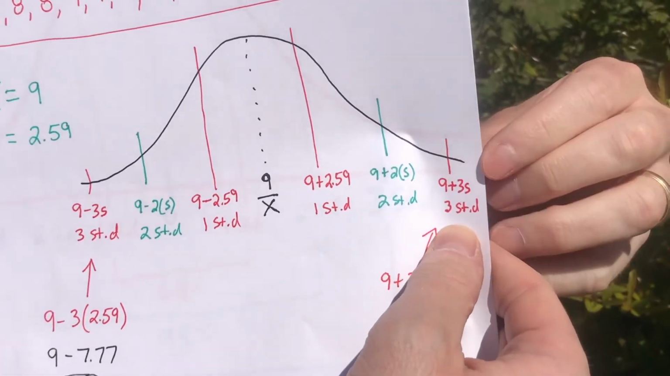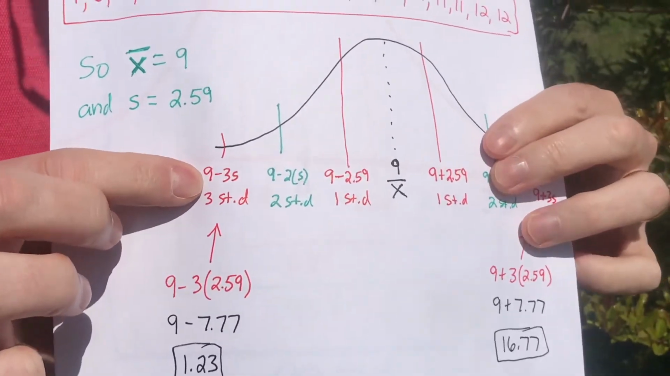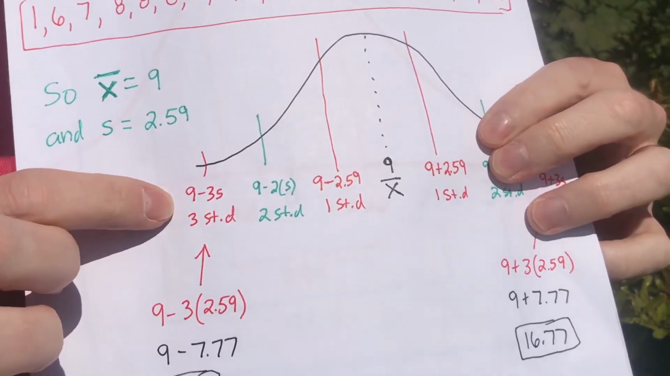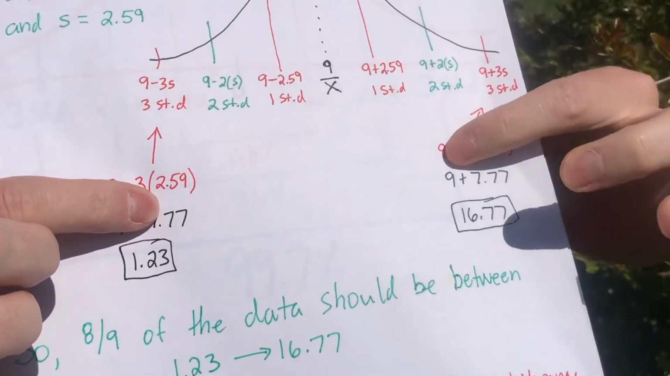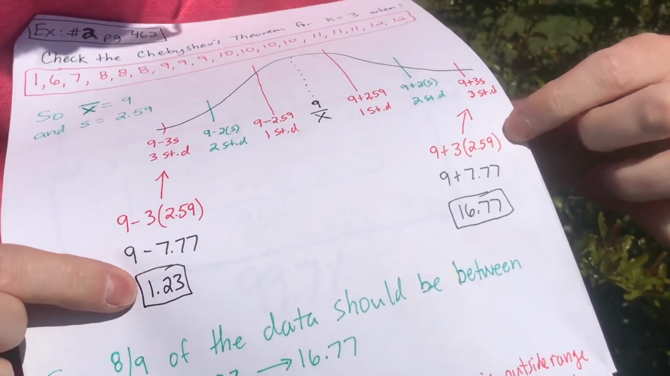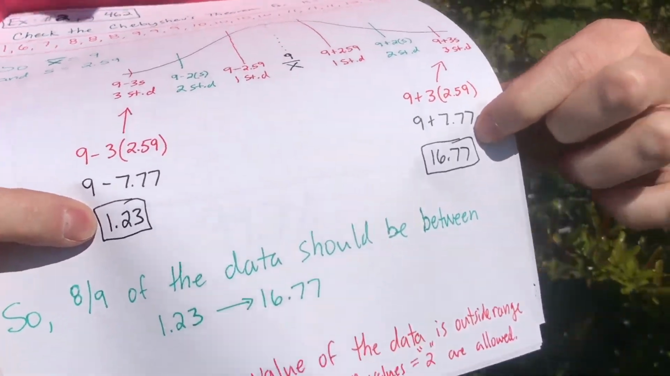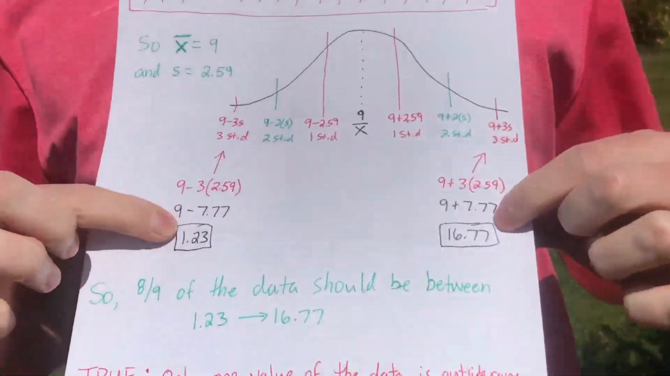So 9 plus 3 times standard deviation. Over here, this is 9 minus 3 times standard deviation, if you multiply that. So 9 take away 3 times the 2.59, and 9 plus the 3 times 2.59. When you do that, that tells you 1.23 to 16.77. That is 3 standard deviations. My data should be between 1.23 and 16.77.